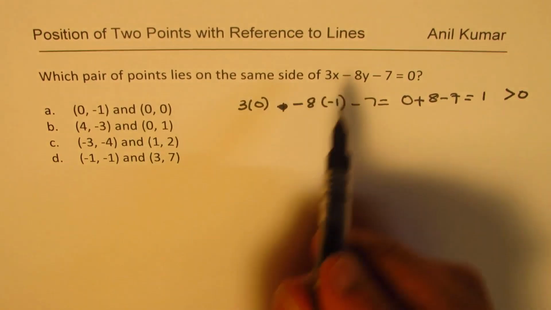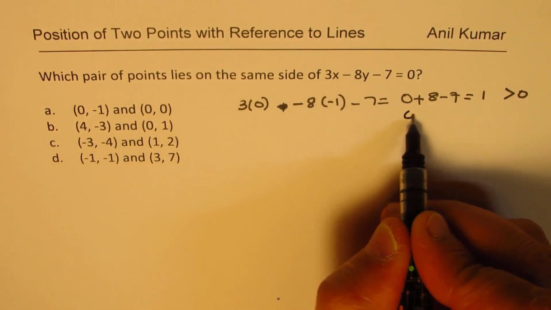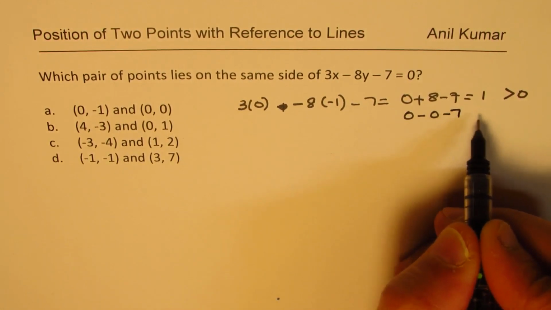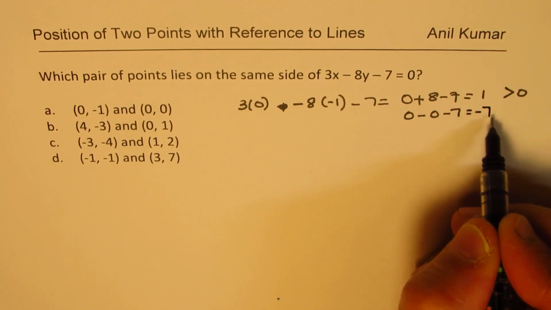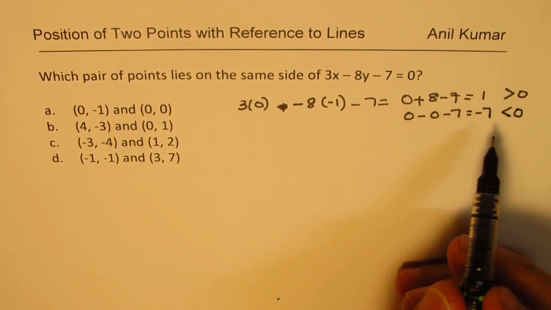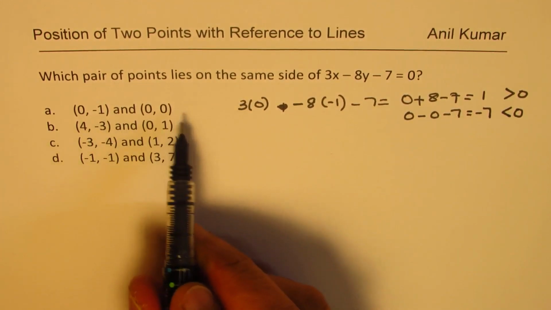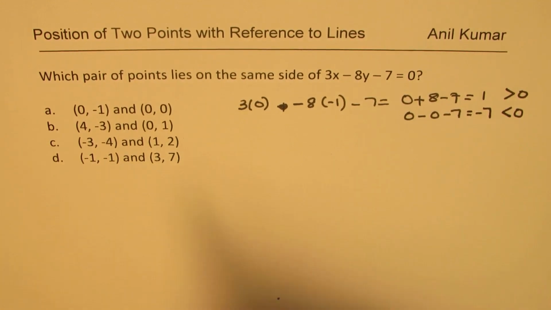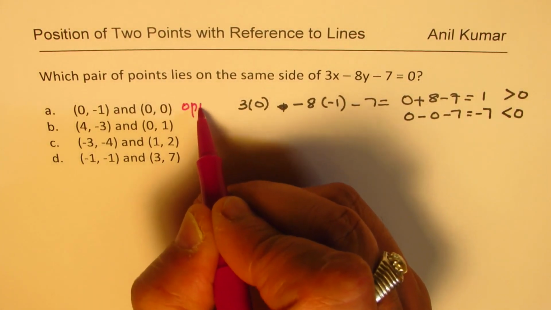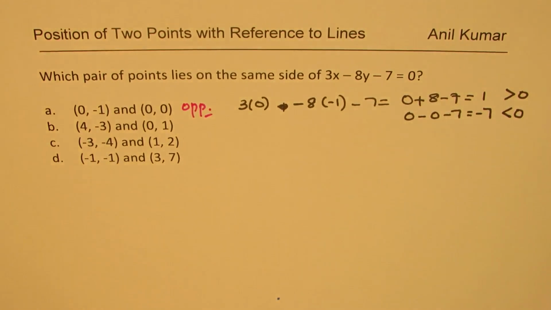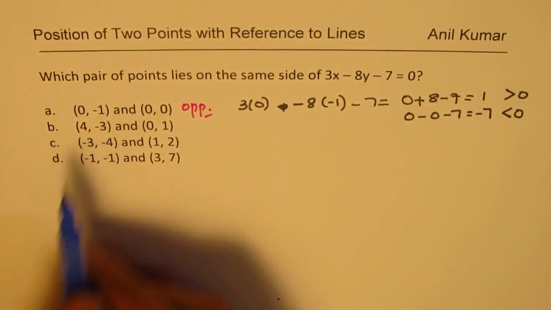Now let's substitute 0, 0. So if I substitute 0, 0, I get 0 minus 7, which is equal to minus 7, which is less than 0. So definitely this is not on the same side, correct? So this pair is opposite ends, correct? Let's check the next one here, which is 4, minus 3.